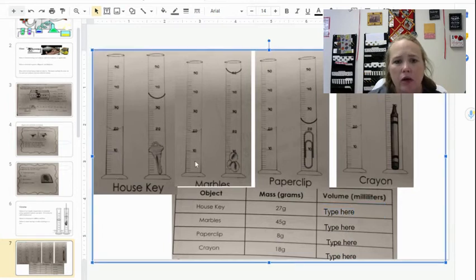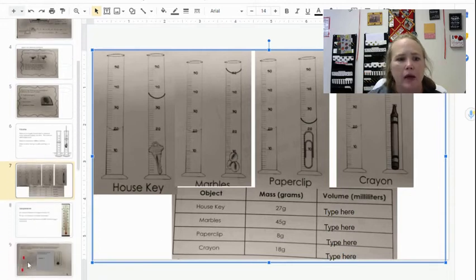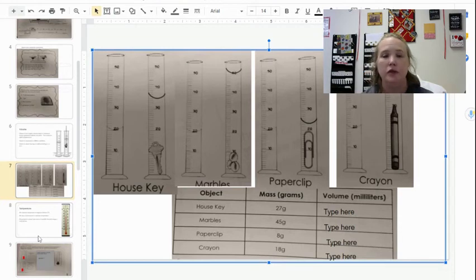Okay, so you're going to figure out the house key, the marbles, the paperclip, and the crayon. This is good practice for you. You'll see this stuff again. And again, if you don't understand how to do it, please go back and watch that YouTube video because I had a great example. And if you're still confused, please email me or go back and reread in your notes about using lab tools.